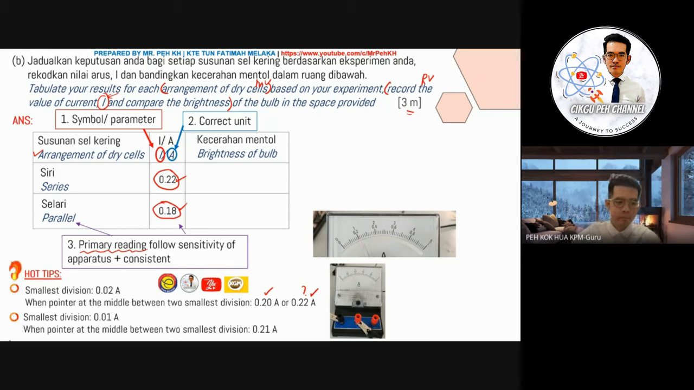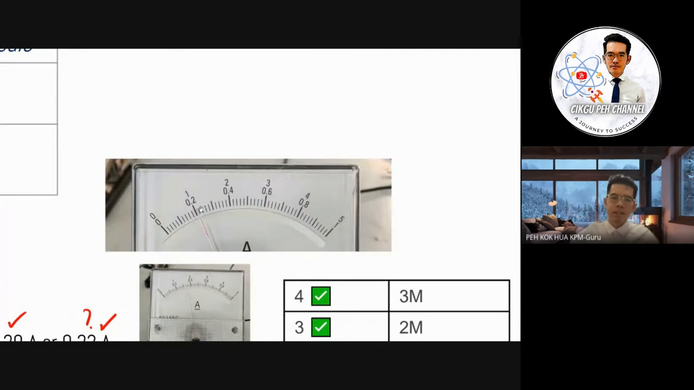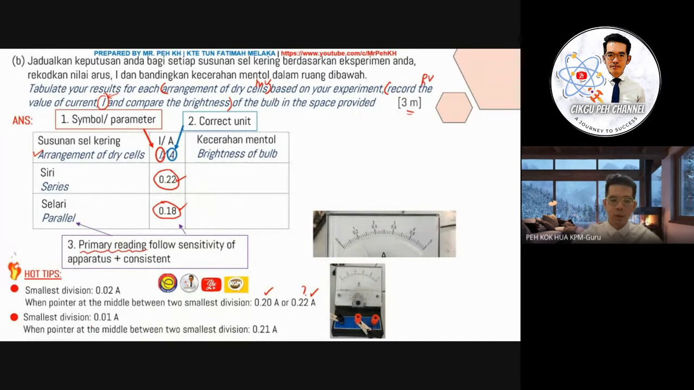So what does this mean? When the pointer is at the middle, it is half of the smallest division. The smallest division we get is 0.02 between two divisions. So when we assume the pointer at the middle is half of the smallest division, there will be 0.02 divided by 2, which is 0.01. So your answer here, you can give 0.21. You have two options: you assume the middle of the division is 0.02 divided by 2, so you get a smaller division of 0.01, and your answer 0.21 is accepted actually.